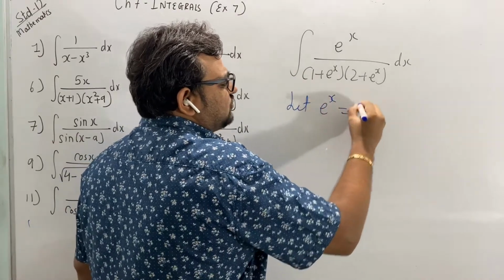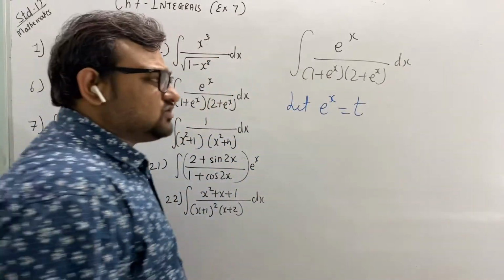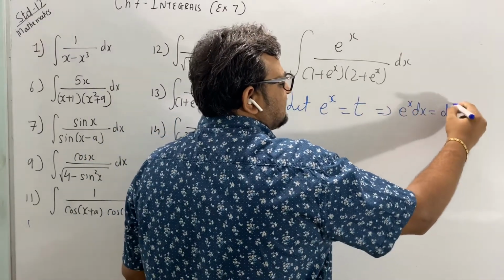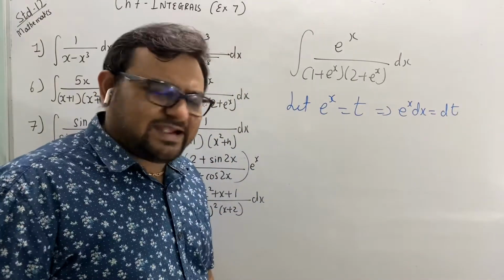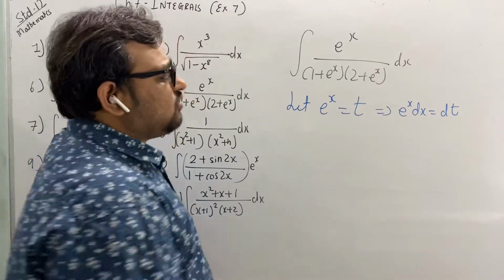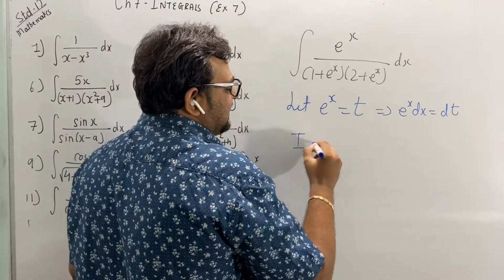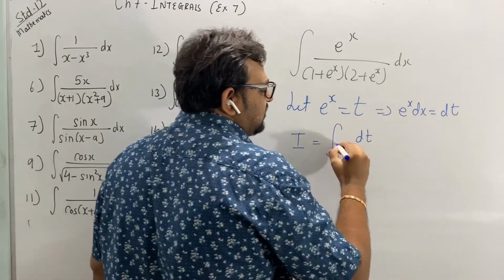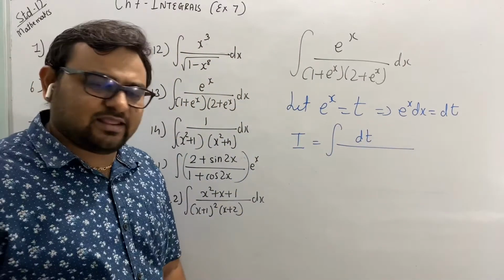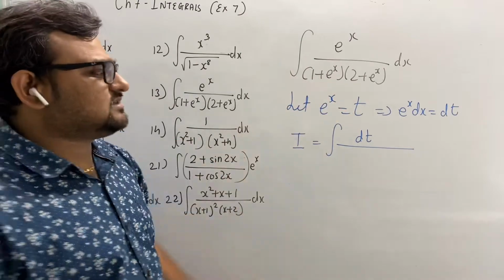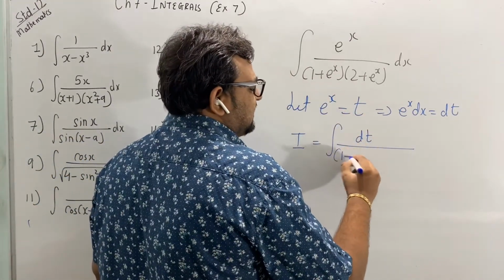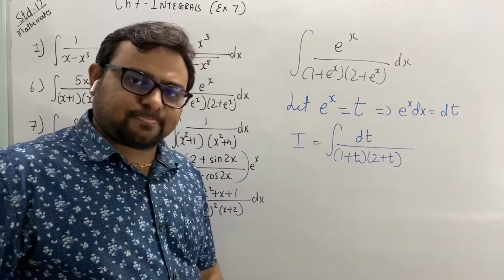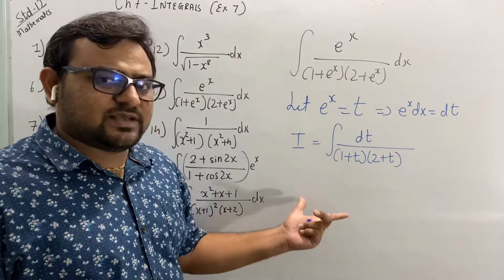Let e raised to x equal to t. So what is the differentiation? e raised to x dx equal to dt, right? So now this sum will be replaced this way. e raised to x dx will be equal to dt. Clear? And in 1 plus e raised to x, we had assumed e raised to x as t, so 1 plus t, 2 plus t. Clear? So now it's simple.